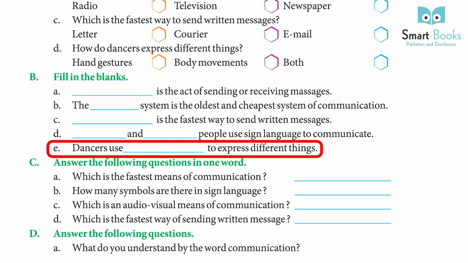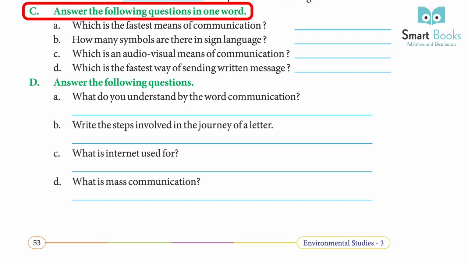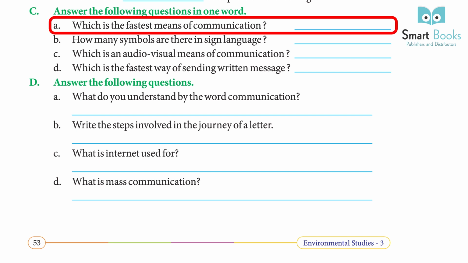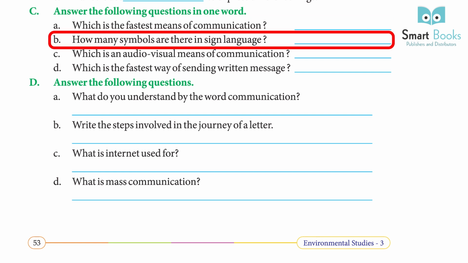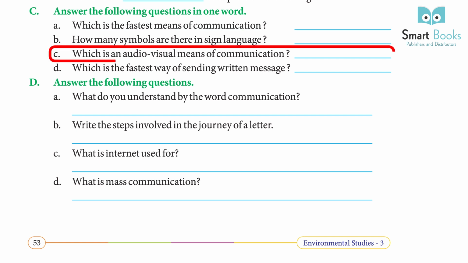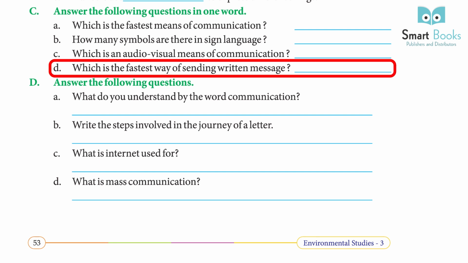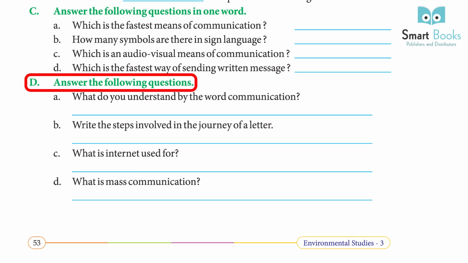Answer: mudras. C. Answer the following questions in one word. A. Which is the fastest means of communication? Answer: telephone. B. How many symbols are there in sign language? Answer: 26. C. Which is an audio-visual means of communication? Answer: television. D. Which is the fastest way of sending written messages? Answer: email.